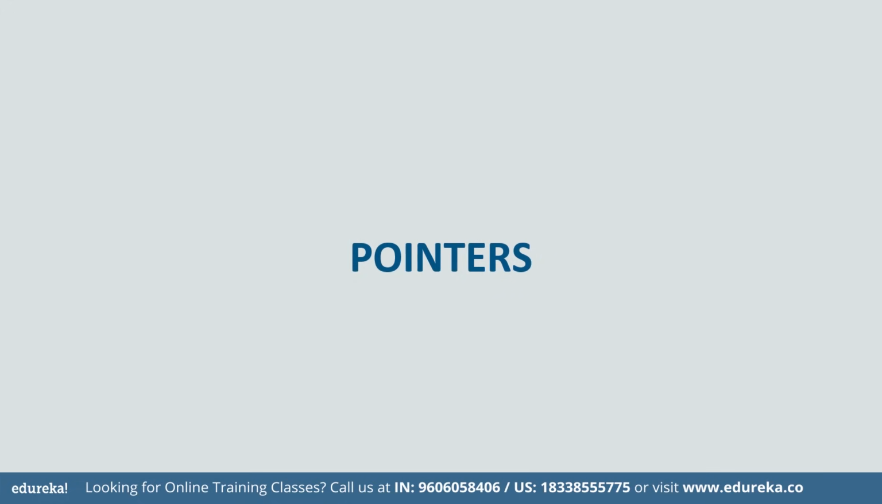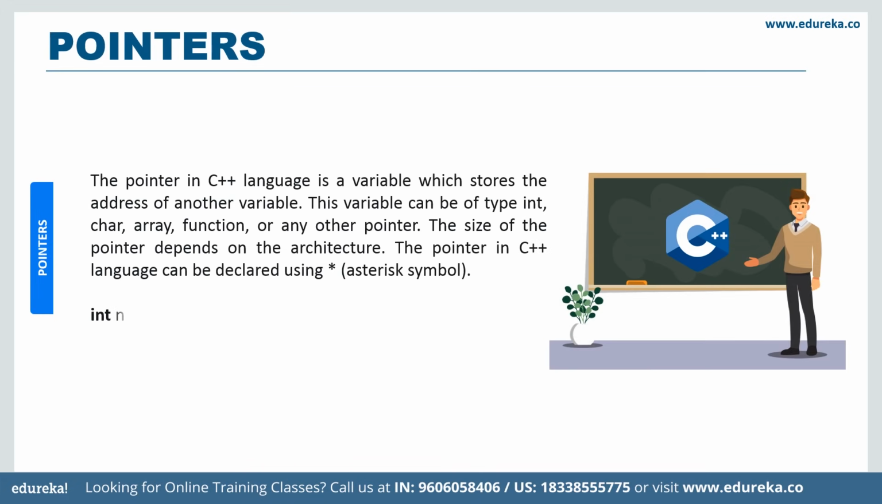Now after the reference, we shall move on to the next concept, which is pointers. A pointer in C++ is a variable which stores the address of another variable. This variable can be of type int, char, array, function, or any other pointer. The size of the pointer totally depends upon the architecture. The pointer in C++ can be declared using the asterisk symbol. Here you can find an example: int n equals 10. Followed by that, we have the pointer variable of integer type, which is declared using the asterisk symbol, and it stores the address of my first variable n. So this is how pointers work.